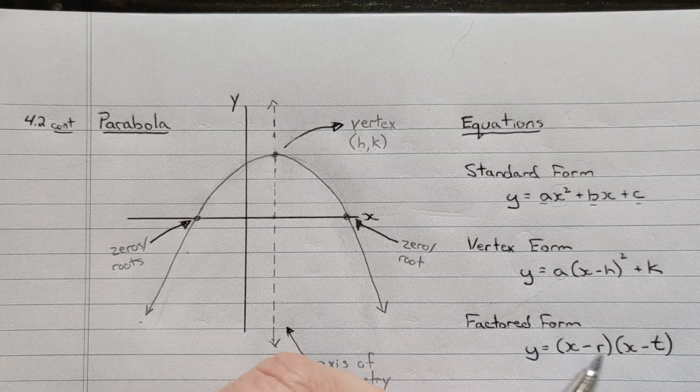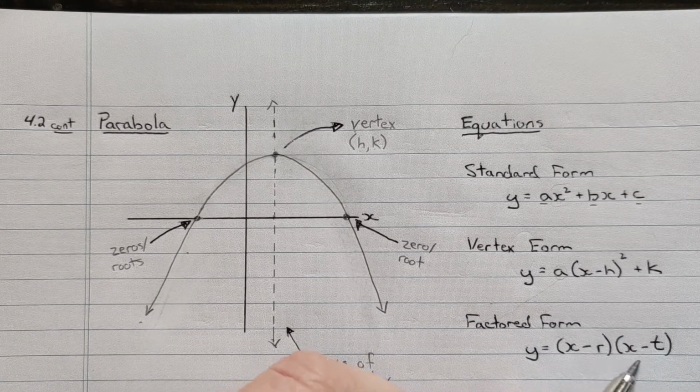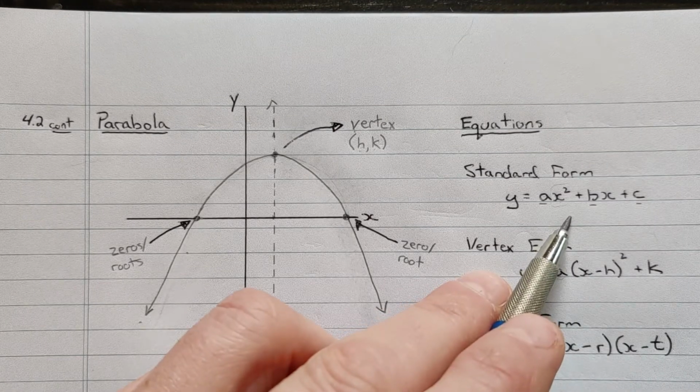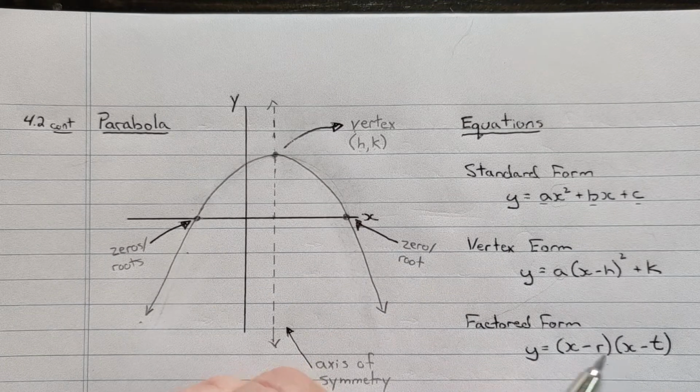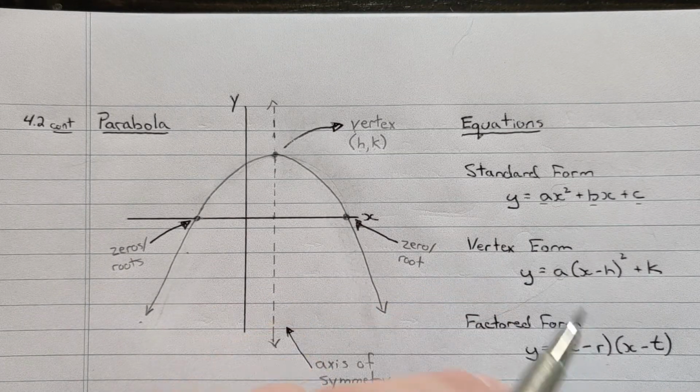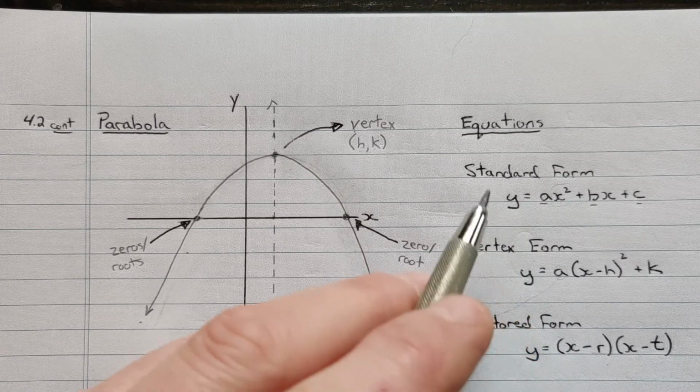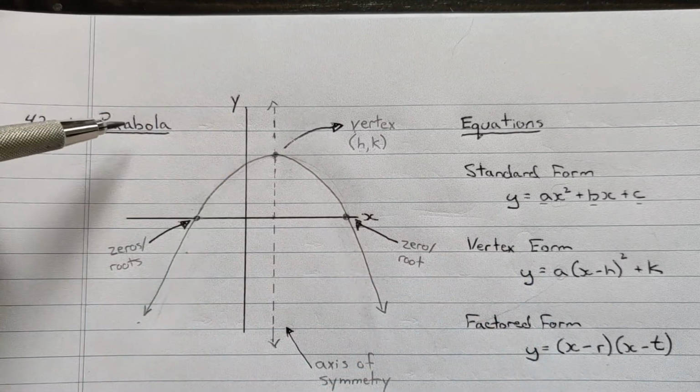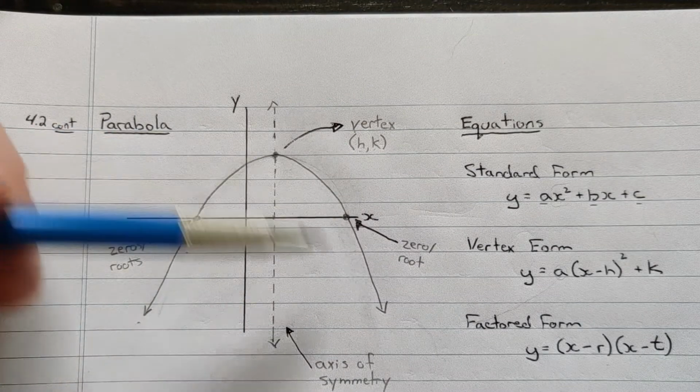And then we also have factored form, which is one that we've worked with before when we factored these quadratics down to two binomials. So the factored form is another version of the quadratic relation. And so you have your parabola. You can recognize it by the shape.